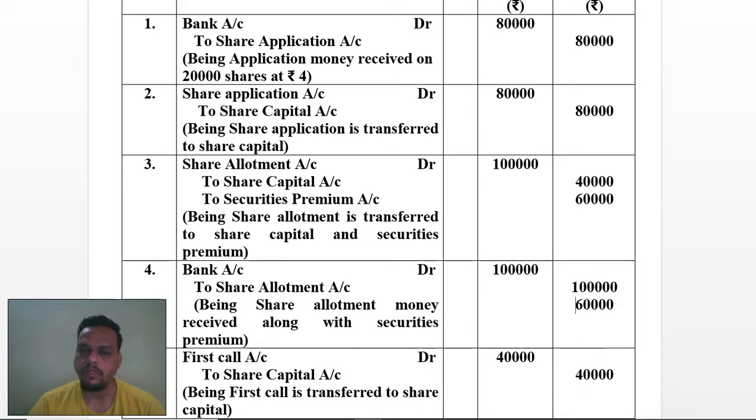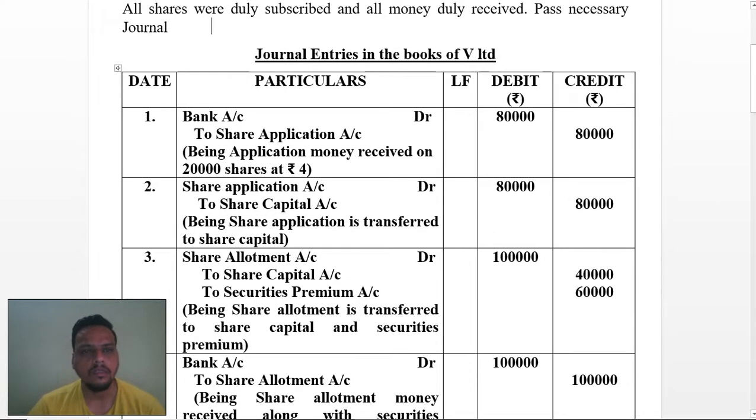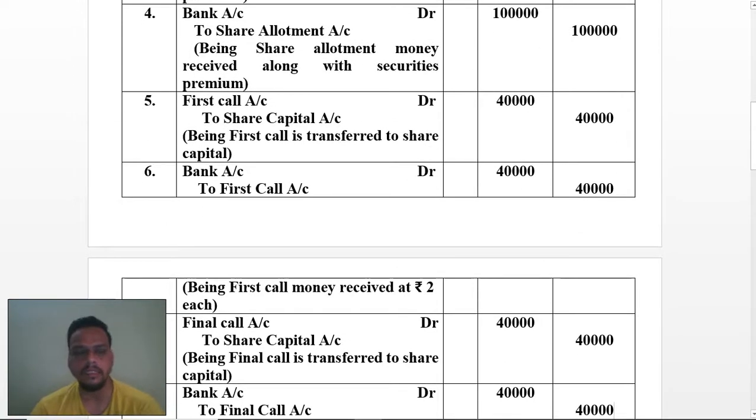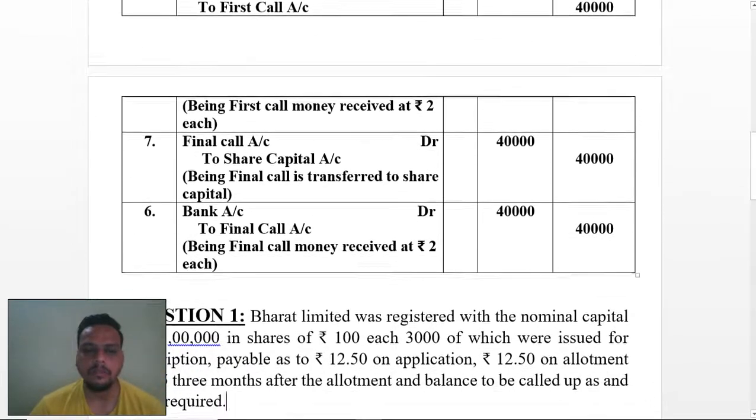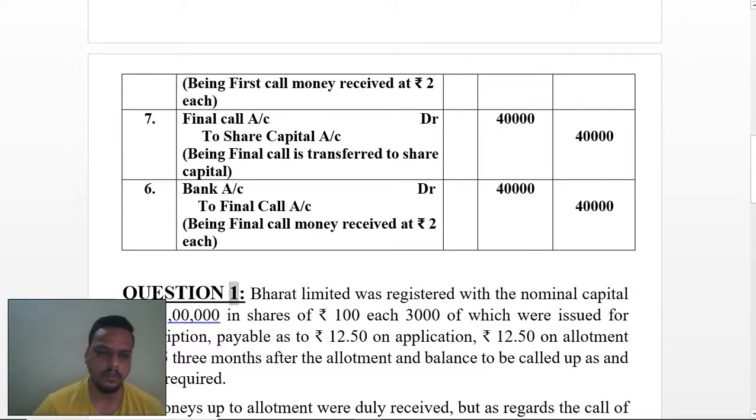So one error was made in the last video. That error has been rectified in today's video with the starting concept itself. The remaining entries will be the same. The part of securities premium which was written after payment is wrong ultimately. The correct one is share allotment account debit to share capital to securities premium. The amount will be changed a little bit, and the amount for receiving money will be changed. Hope it is very clear now. Let's begin with question number 3 in today's video.